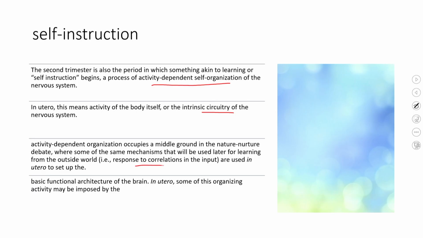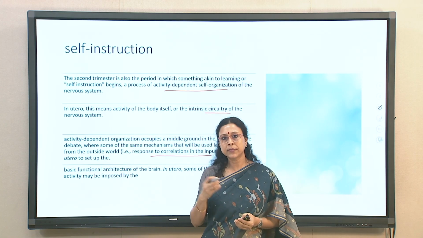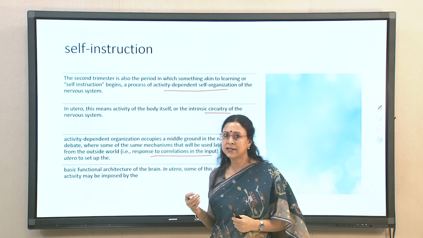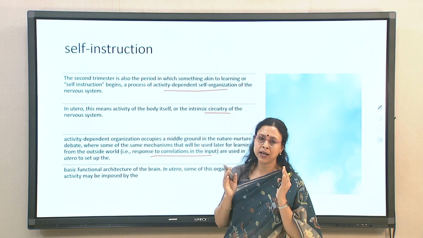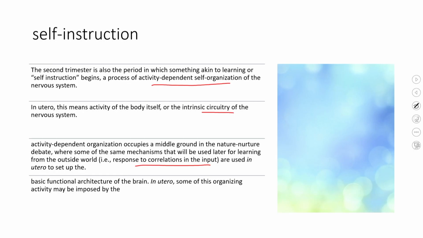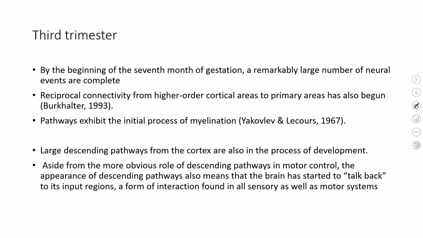So, this is a response to the correlations in the input, which we will eventually learn. After birth we will take input from the outside world, and that mechanism gets fine tuned during this time. So, the basic infrastructure is created at this time. The basic functional architecture of the brain is created around that time. In utero, some of this organizing activity may be imposed by the system itself.